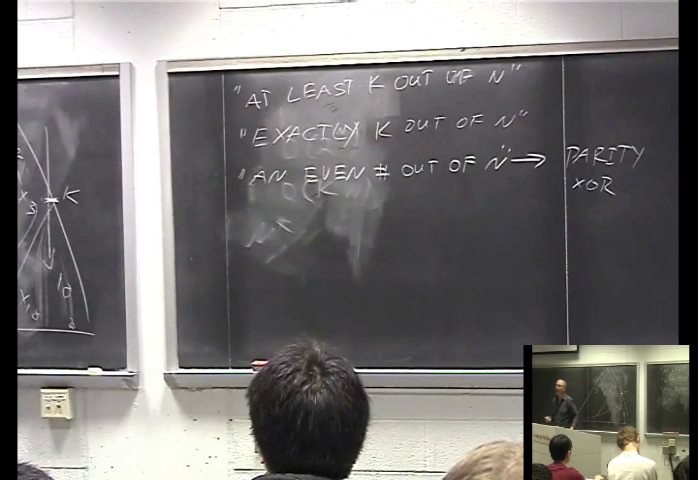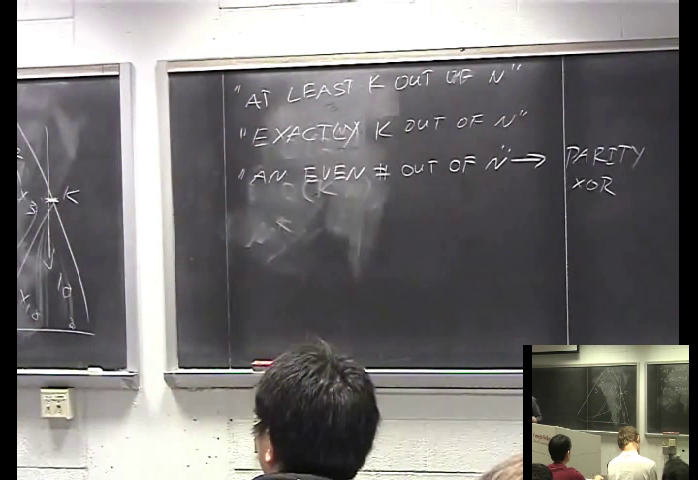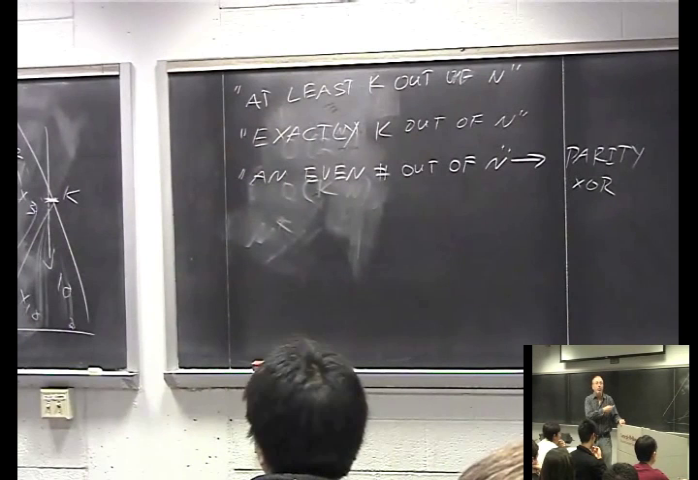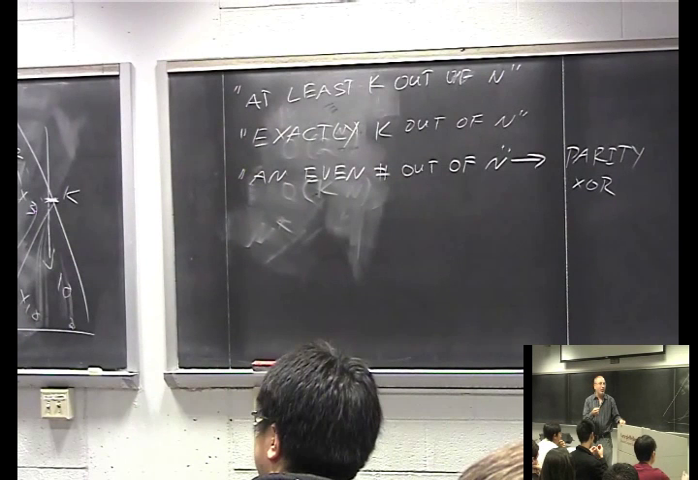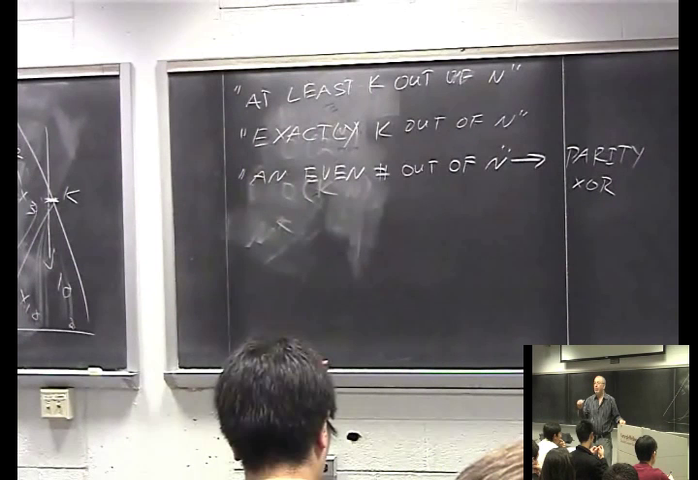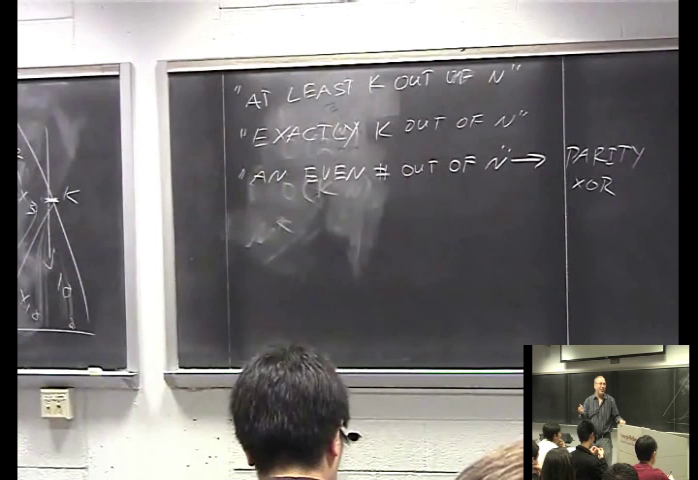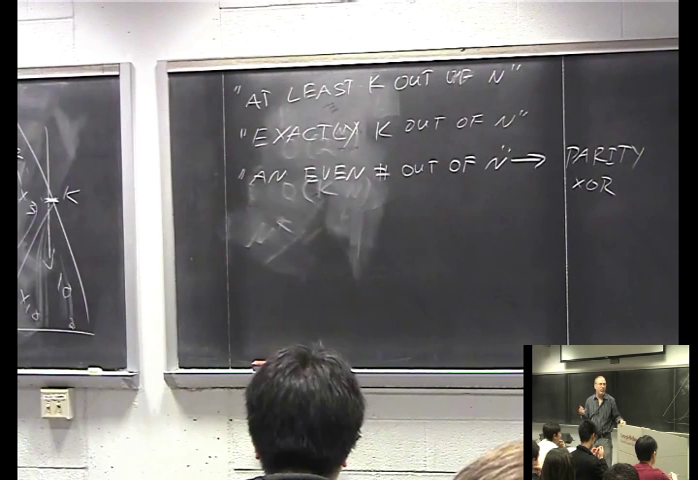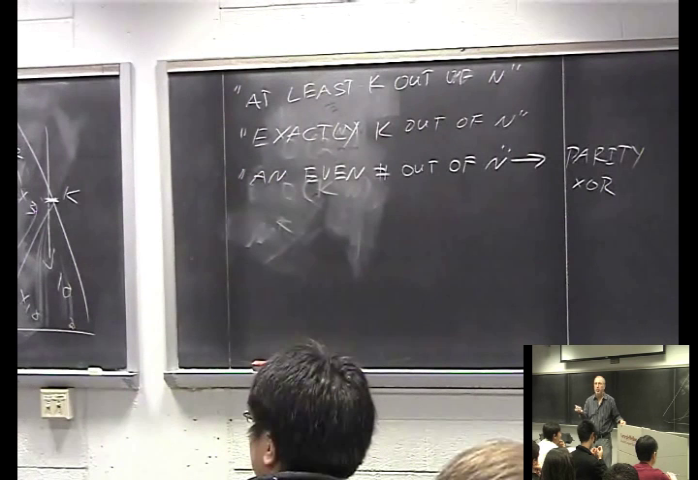XOR is unique in that every input makes a difference under every condition. No matter what the values of the other arguments are, any one argument, flipping it, changes the answer. This is an extreme case. In fact, it's the only function up to inversion, instead of XOR. It's not XOR.